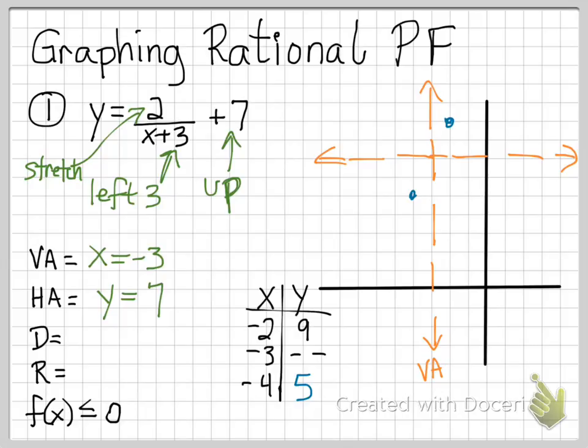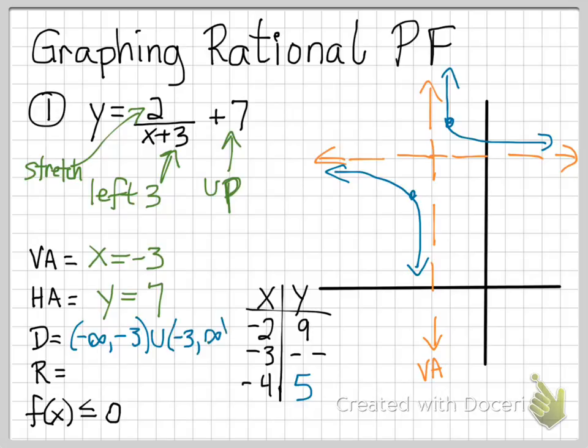So our curve goes through each of those points, doesn't touch the asymptotes, and is on our graph. Now let's look at our domain and range. Okay, so for the domain, we're including everything except that vertical asymptote. So remember, we're going from -infinity to -3. We put a parenthesis because of the vertical asymptote, and then from -3 to +infinity.